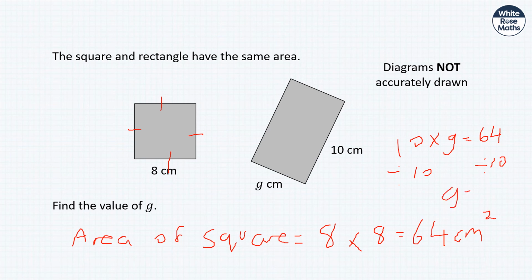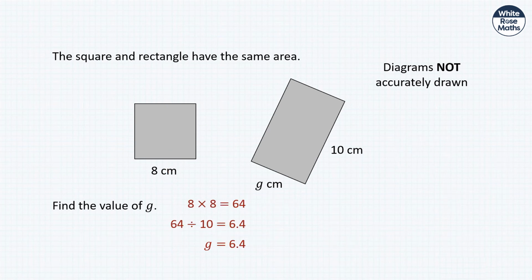So g is equal to 6.4 as a decimal. So 6.4 as my answer. So it's 6.4 centimeters for that one. And that's how to solve that question. There we go, answer for that.